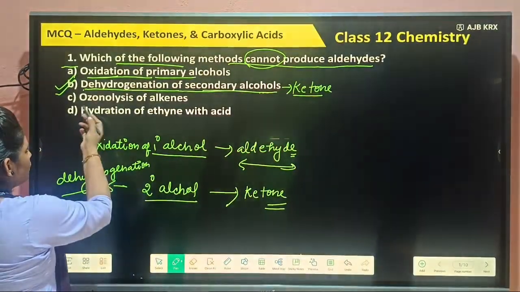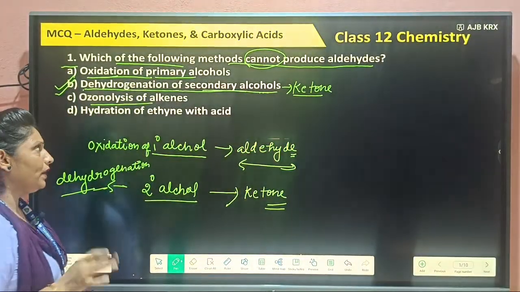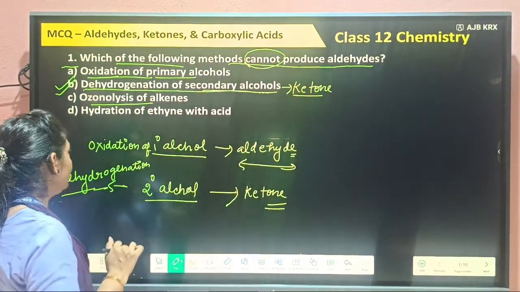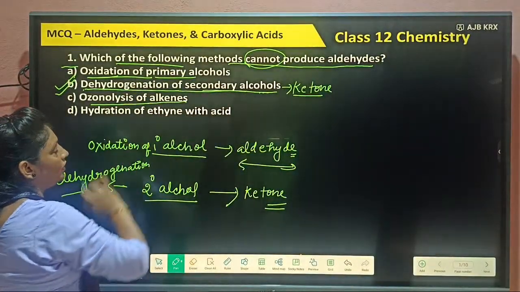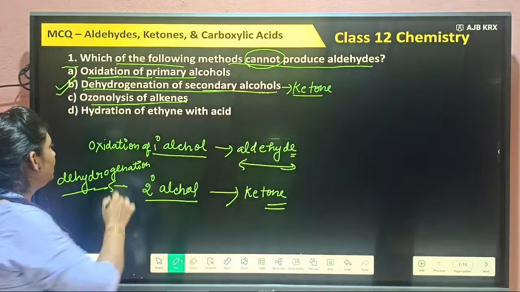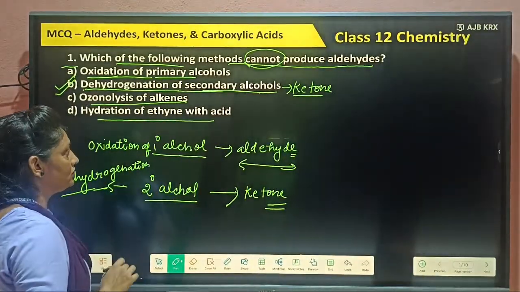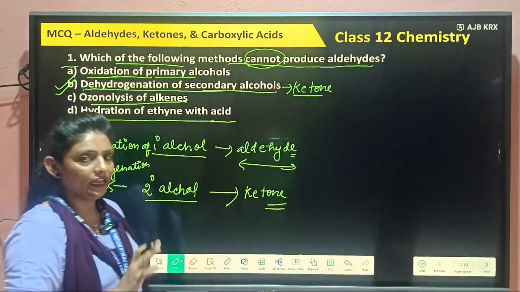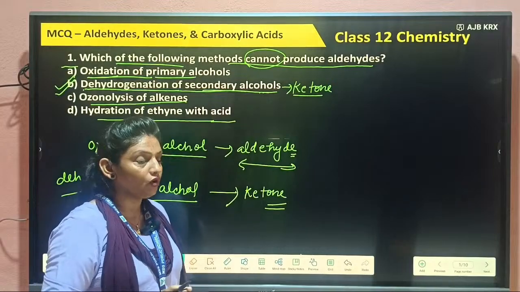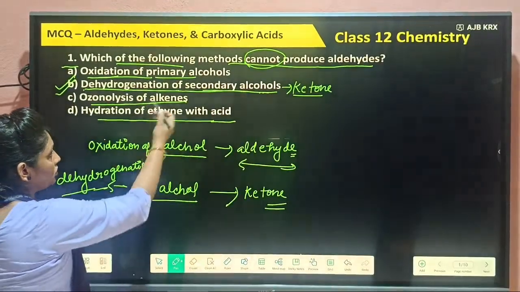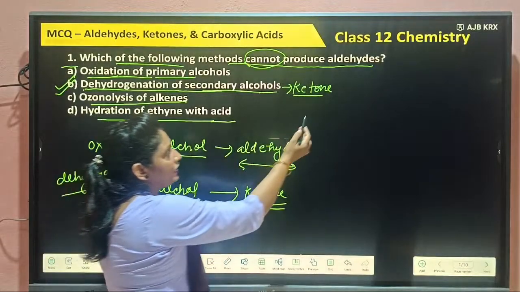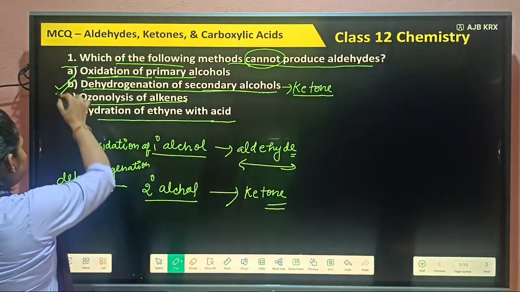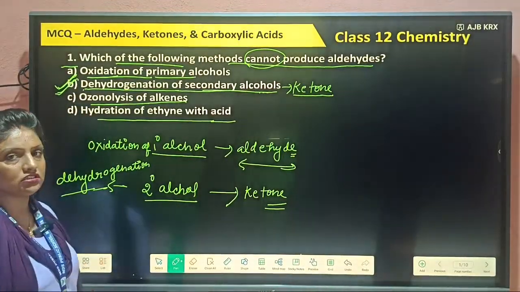Now see the next options also. Ozonolysis of alkene: by ozonolysis of alkene we can prepare both aldehyde as well as ketone. Then hydration of ethyne with acid: from this hydration we can get aldehyde as well as ketone. But students, from dehydrogenation of secondary alcohol we get only ketone, we do not produce aldehyde. So option B will be the right option for this question.